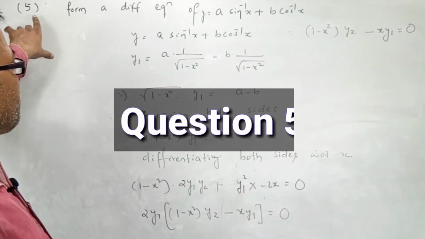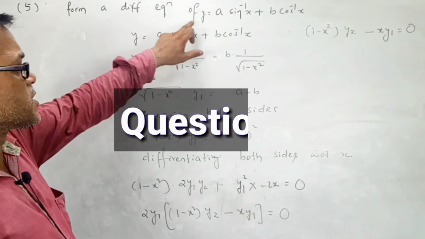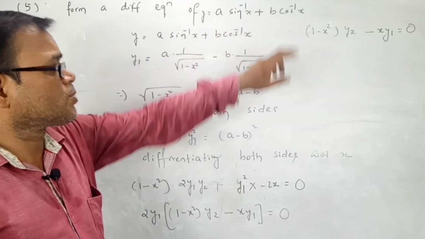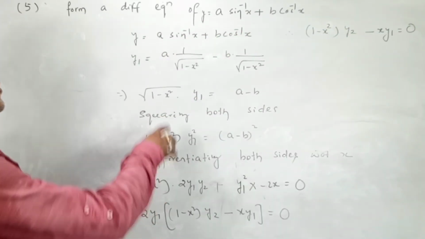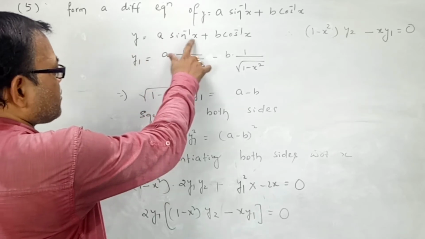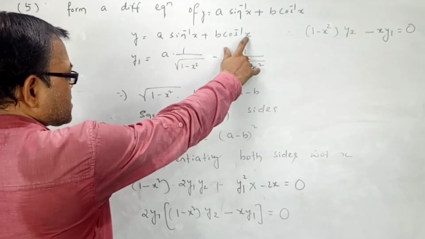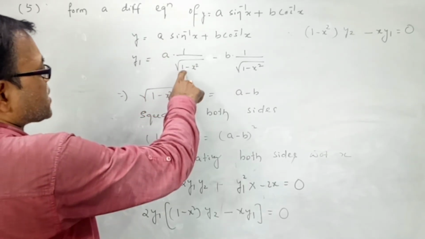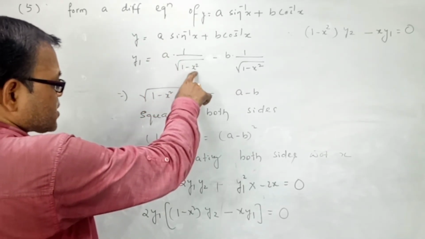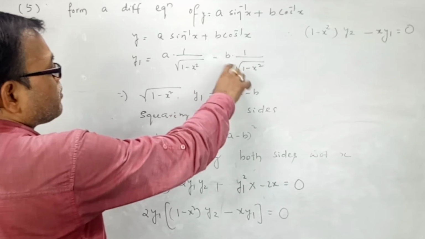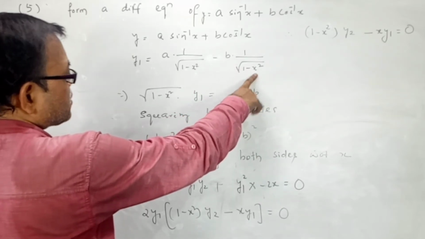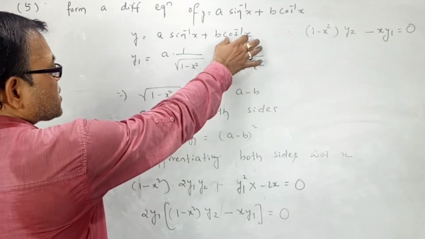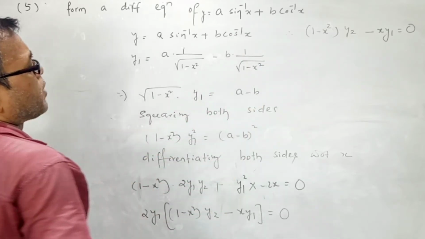Next, question number 5. Form a differential equation of y is equal to a sin inverse x plus b cos inverse x. We are given y equal to a sin inverse x plus b cos inverse x. So its derivative is y1 is equal to a into 1 by root over 1 minus x square, minus b into 1 by root over 1 minus x square, because the derivative of cos inverse x is minus 1 by root over 1 minus x square.